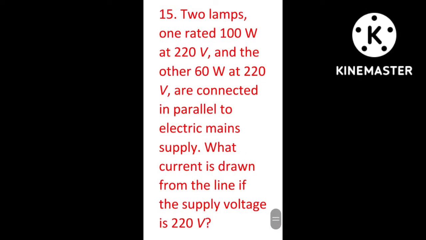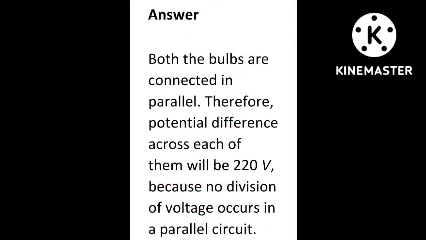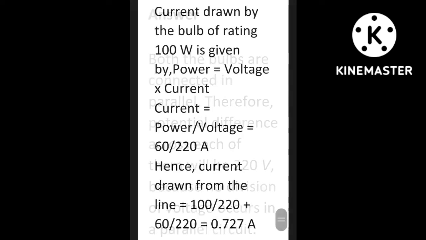Now we can move to question number 15. The question is, 2 lamps, one rated 100 watt at 220 volt and the other 60 watt at 220 volt are connected in parallel to the electric main supply. What current is drawn from the line if supply voltage is 220 volt? Here the 2 lamps are connected in parallel to the electric mains and we have to calculate the current drawn from the line if the supply voltage is 220 volt. Here both the bulbs are connected in parallel and we know that in the case of parallel connection there will be no division of voltage. So the potential difference across each of them will be 220 volt.